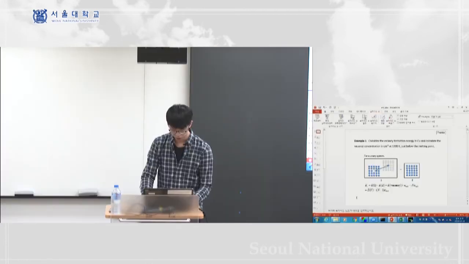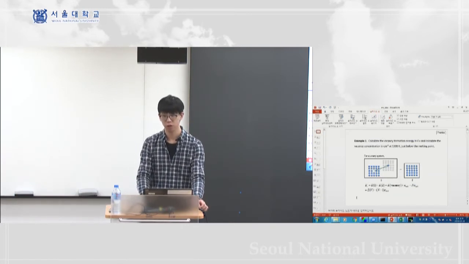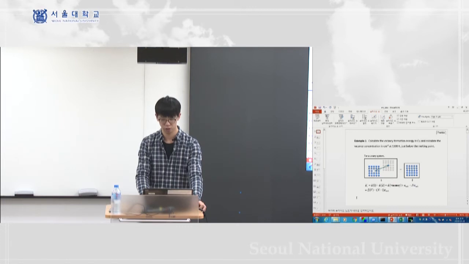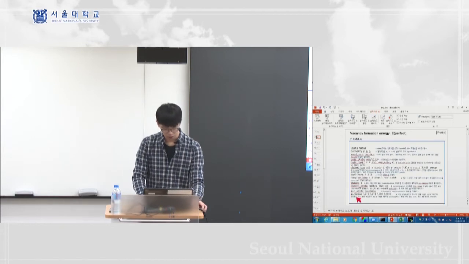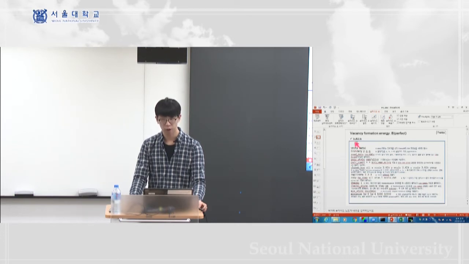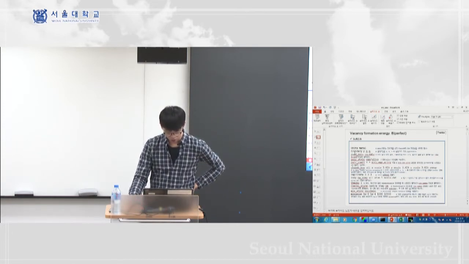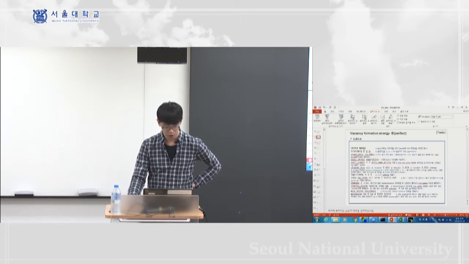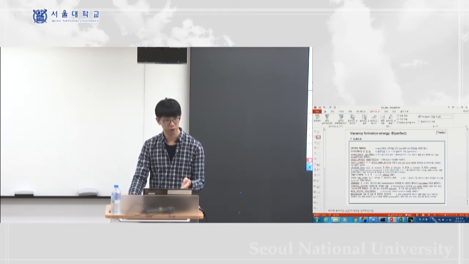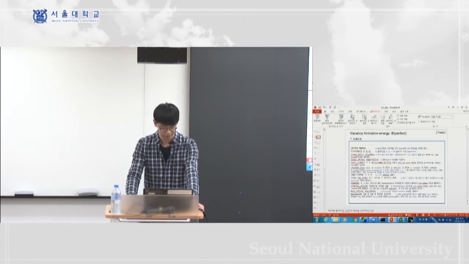Any question? Today we're going to learn how to calculate the defect formation energies and the surface energy from LAMMPS. The first example is to calculate the vacancy formation energy of copper metal. The input file is bulk1.in in the practice material. We're going to use an EAM potential, so the unit is going to be metal, and you already learned the basics of LAMMPS in the last lecture.